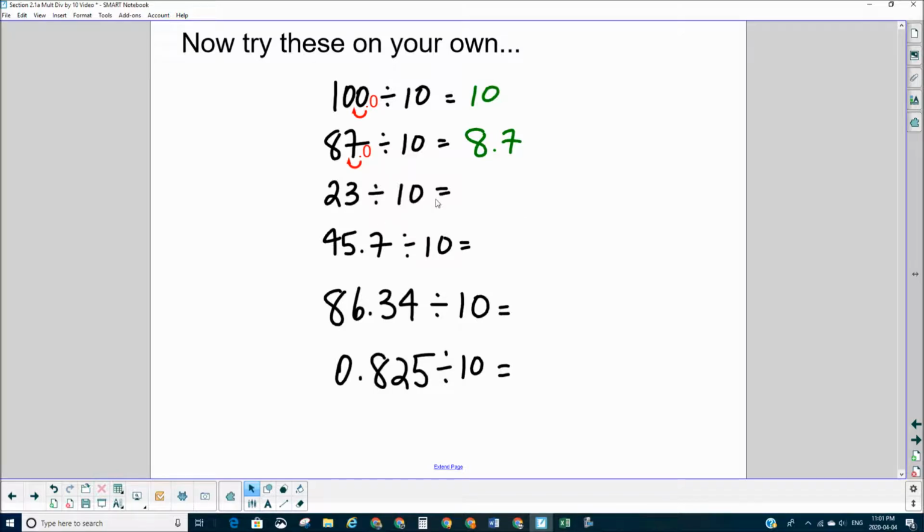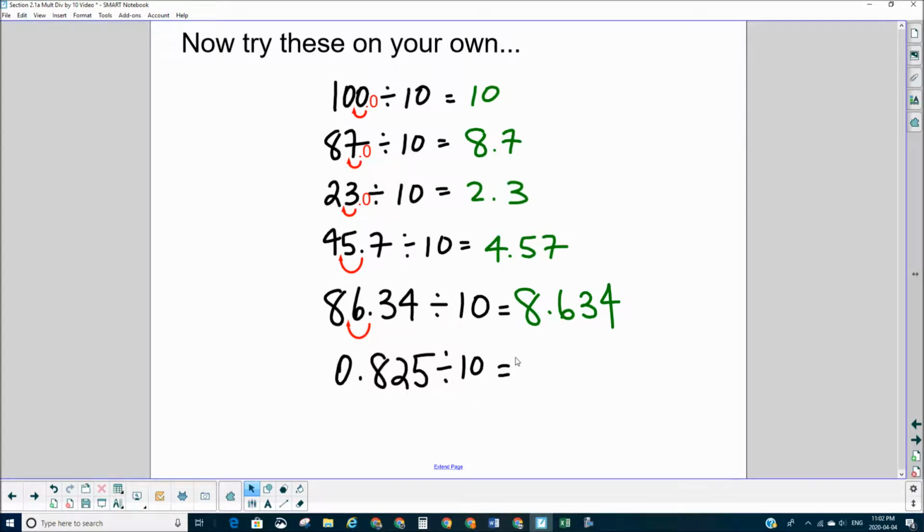23 divided by 10, try that right now. Well, you've tried it already. Hopefully you got 2.3. Why? Again, that decimal place has moved 1 decimal place to the left. 47.5, move that 1 decimal place to the left, and we should get 4.75. Similarly, 86.34 divided by 10, 8.634. That decimal place moves 1 decimal place to the left.